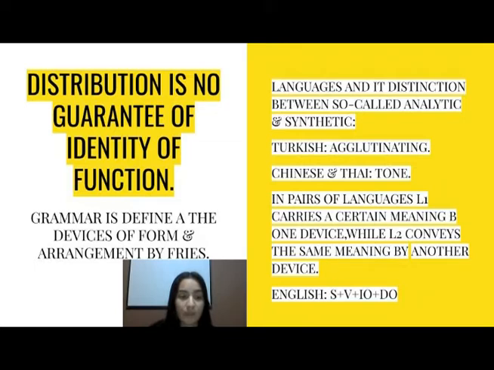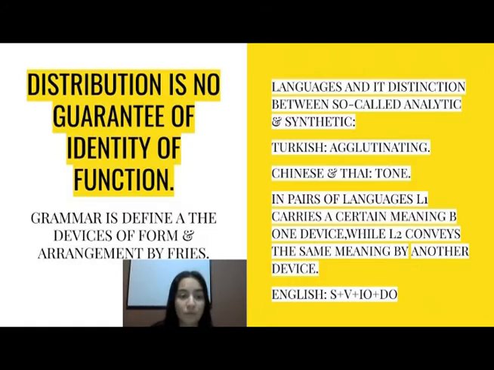Usually languages show preferences for the use of some formal devices rather than others, and there exists a distinction between the analytic and synthetic language types. For example, the language Turkish is a case of an agglutinating language. Some languages make extensive use of the pitch suprasegmental, such as Chinese and Thai, which are considered tone languages.